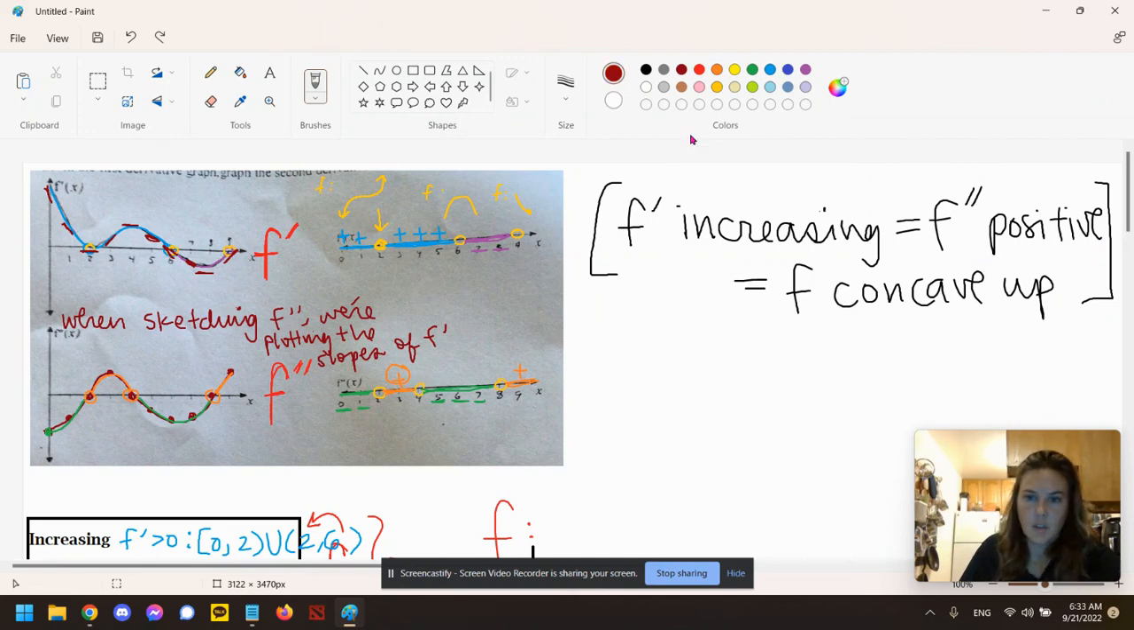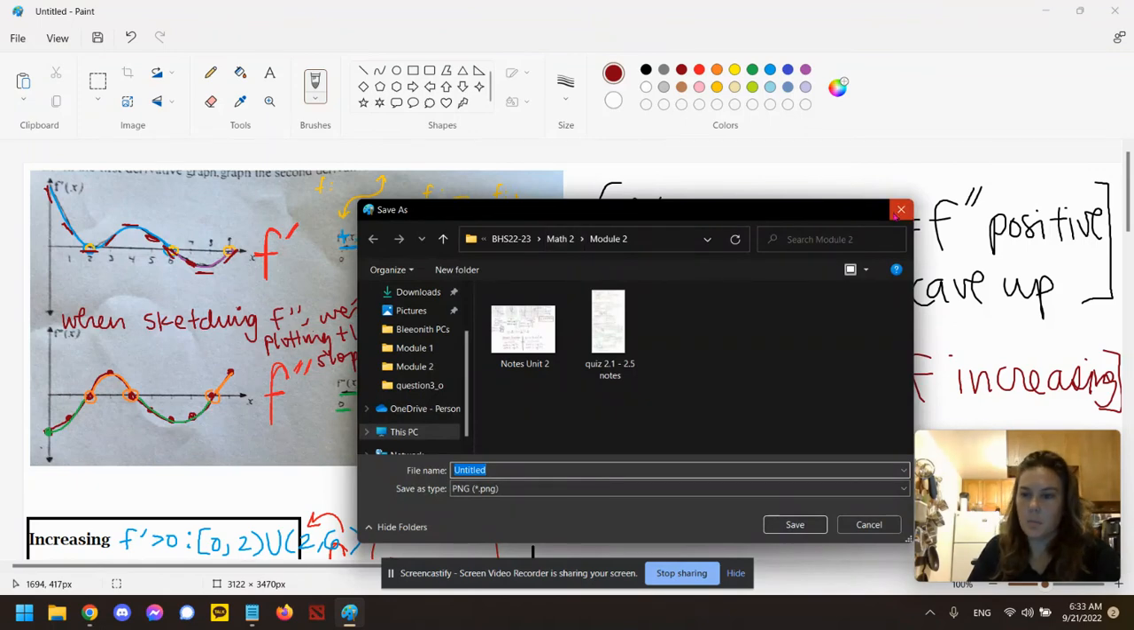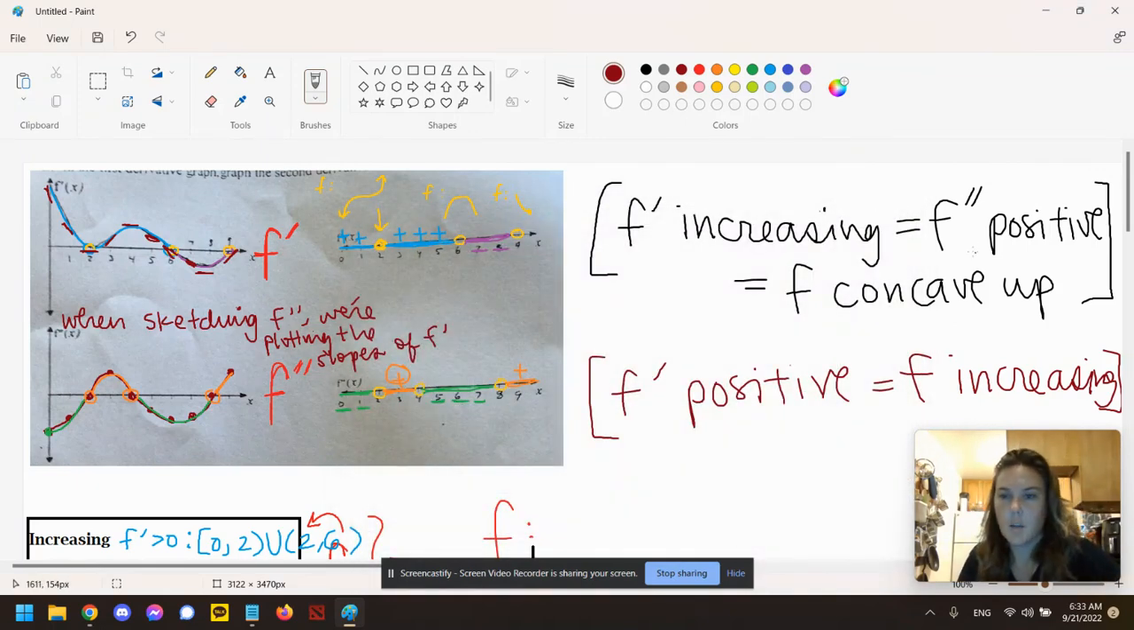And then the other is if f prime is positive, then f is increasing. Right? And if you say, okay, what about decreasing? Then it's negative, then it's concave down.